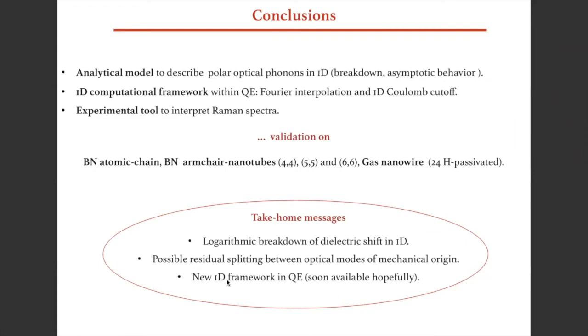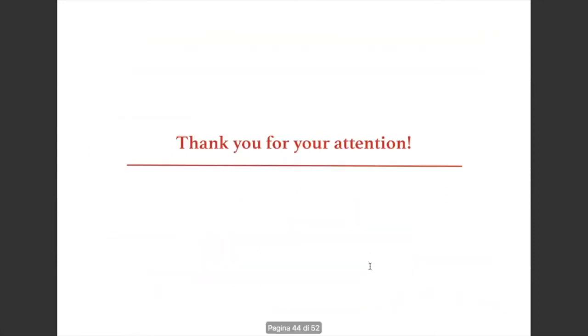And finally, we also want to stress how important the correct computational implementation is, in particular the Coulomb cutoff within Quantum ESPRESSO or any other ab initio code, in order to get not only the quantitative aspects of this kind of physics, but also the qualitative trends, because, as I showed you, the overall shape of the LO branch changes significantly if we introduce the proper cutoff. And with this, I'd like to thank you, and I'm available for any question you may have.